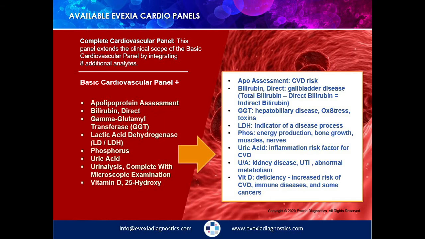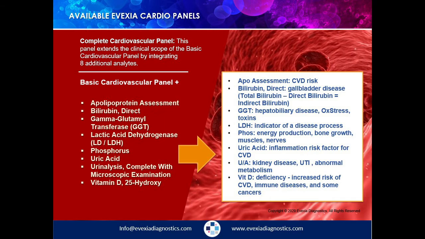Next is direct bilirubin. And as I mentioned earlier, the comprehensive metabolic panel contains the analyte bilirubin. Now, bilirubin, as you know, is formed from the hemoglobin that's released after the breakdown of the RBCs. And an increase in total bilirubin typically means hepatobiliary dysfunction. Now, there are two main components to the total bilirubin. There's the direct bilirubin and the indirect bilirubin. And an increase in the direct bilirubin typically indicates gallstones, extrahepatic duct obstruction, or cholestasis.